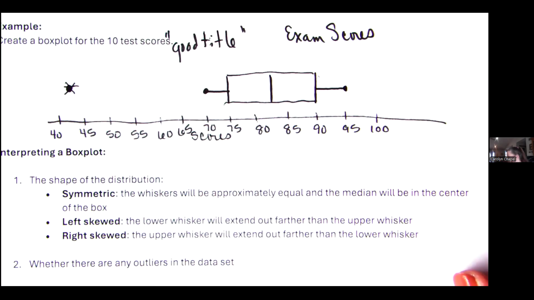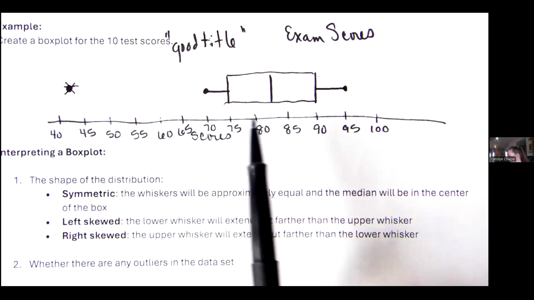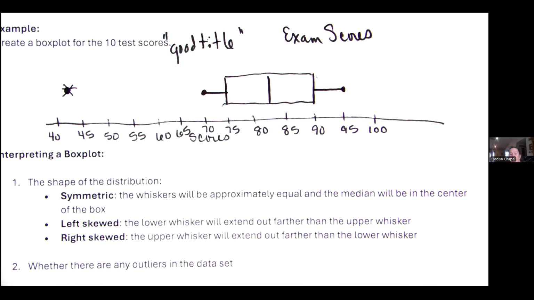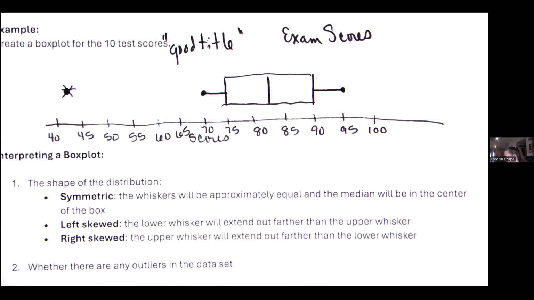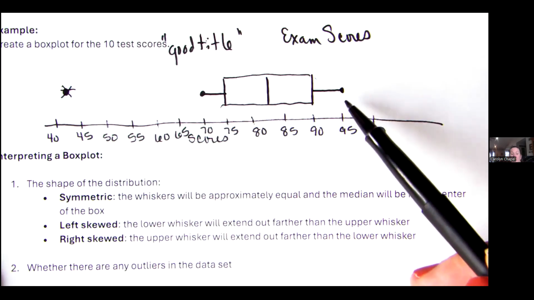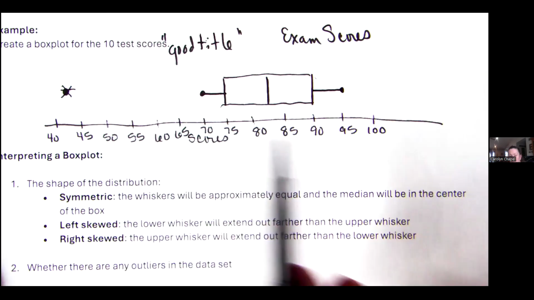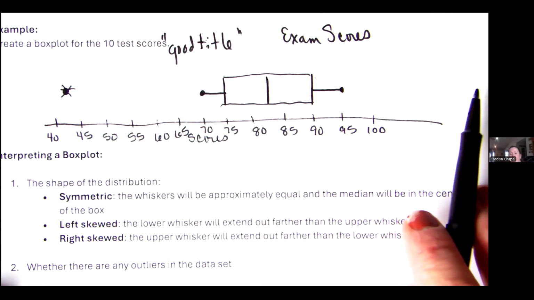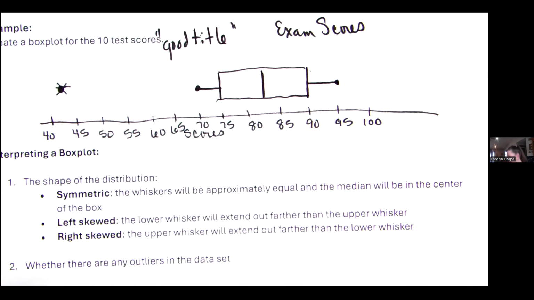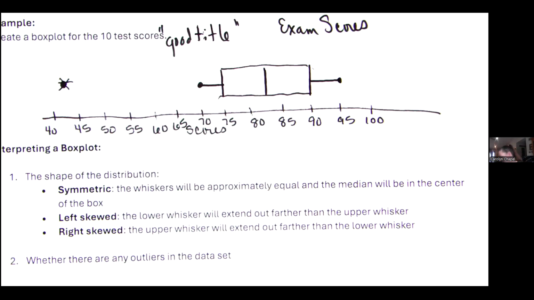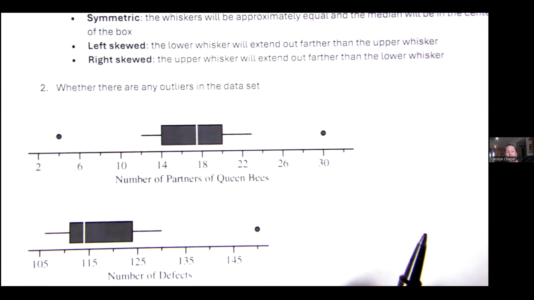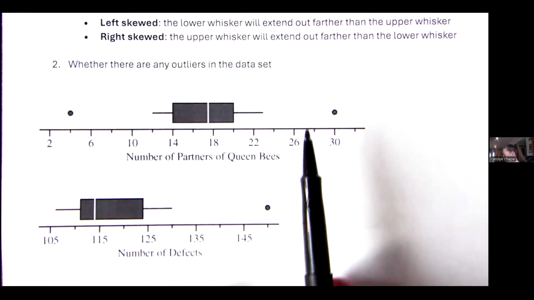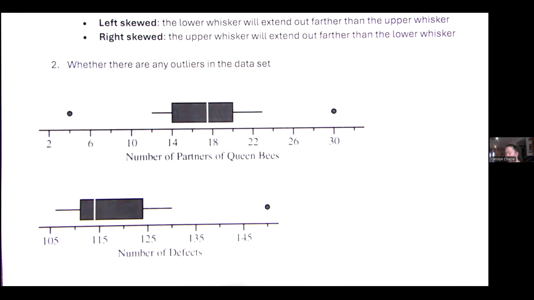If you have whiskers, or just imagine the whisker going all the way down, that left whisker would have been a lot further than the right whisker, so it's skewed to the left. Or if you have outliers, that will help skew things. Similarly, if I had outliers up here, it might have skewed things to the right. Here's a couple more pieces. So outliers, you can see we have outliers here and here. We have another outlier here as well.